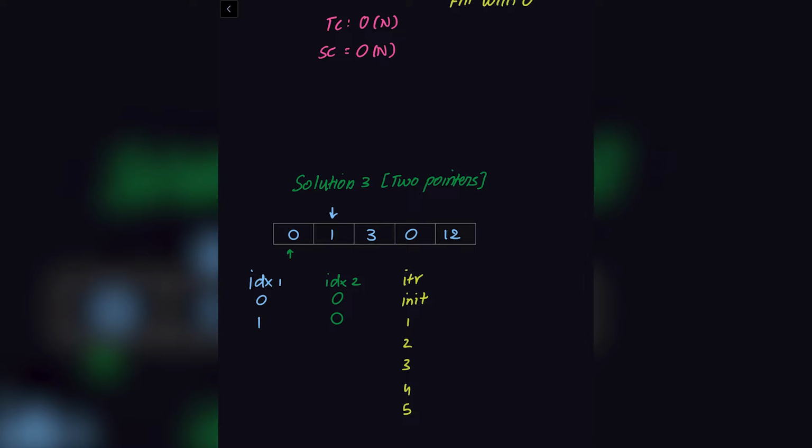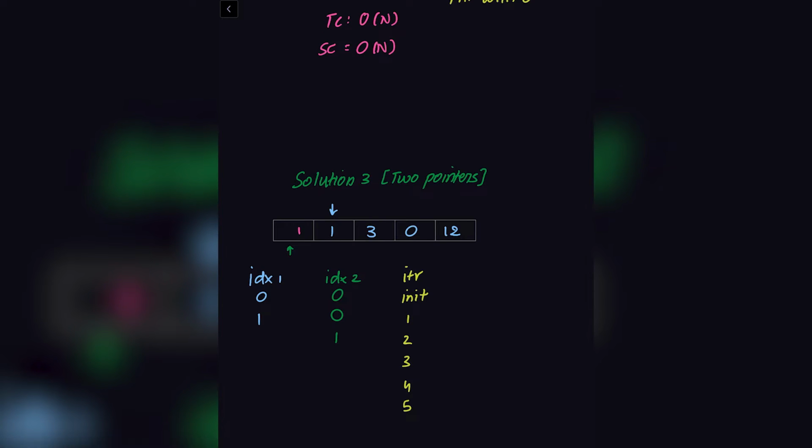Now the value at IDX1 is equal to 1. So in this case, it is a non-zero element. So what we'll do is we'll take 1 and we will move it to where IDX2 is pointing. So we moved number 1 to the position where IDX2 was pointing, and we'll move IDX2 by 1. IDX1 will move to the next element, which is index number 2.